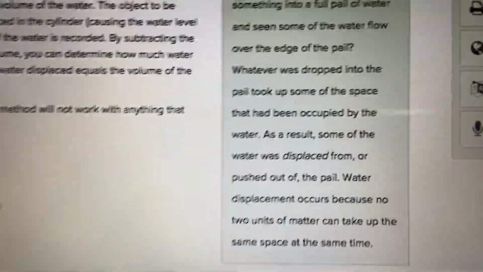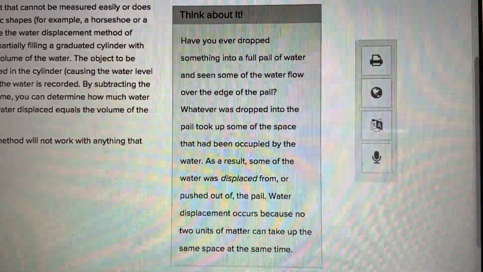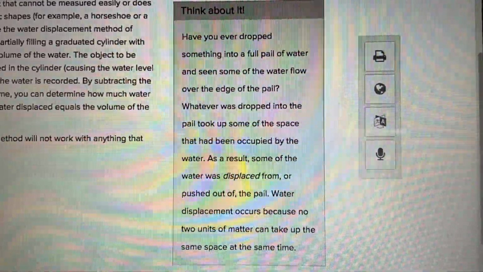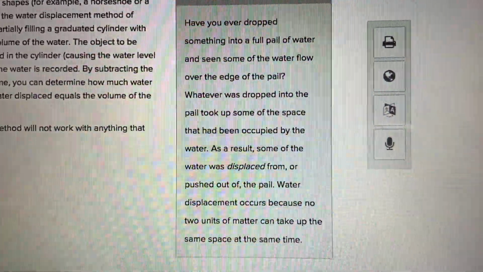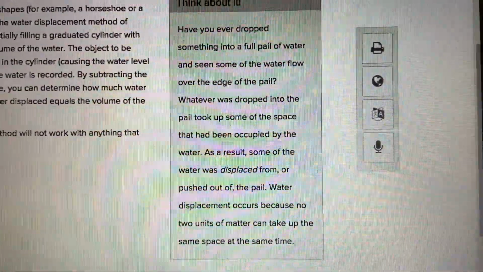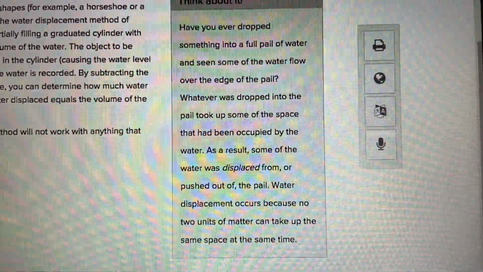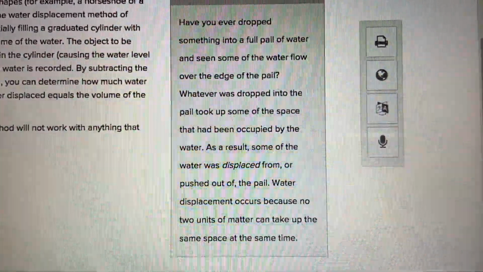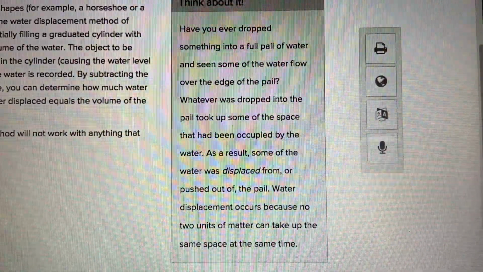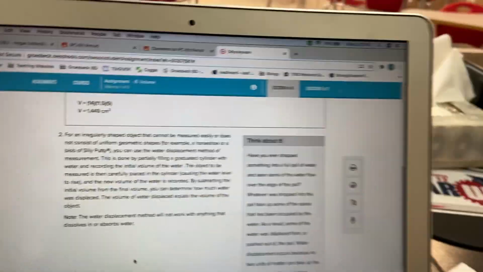Okay, so here we go. Think about it. Have you ever dropped something into a full pail of water and seen some of the water flow over the edge of the pail? Whatever was dropped into the pail took up some of the space that had been occupied by the water. As a result, some of the water was displaced from or pushed out of the pail. Water displacement occurs because no two units of matter can take up the same space at the same time.